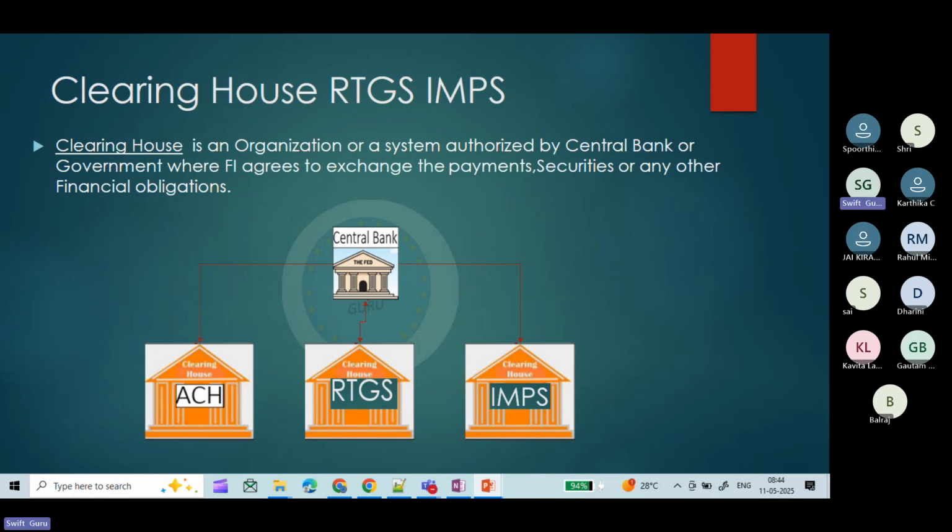International is based on a bilateral relationship between the banks. That's when there are no clearing houses, as I told you, but they do bilateral clearing. There's no clearing house like ACH, RTGS, or IMPS. It's bilateral clearing.